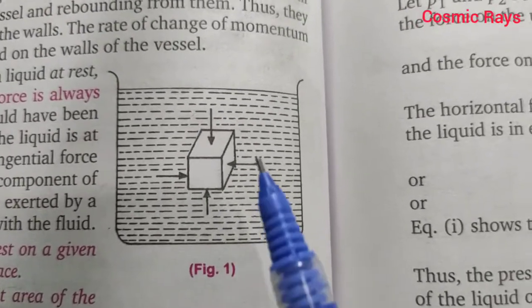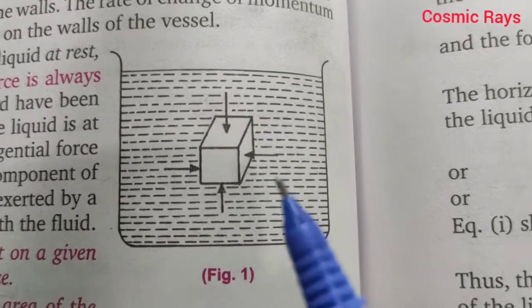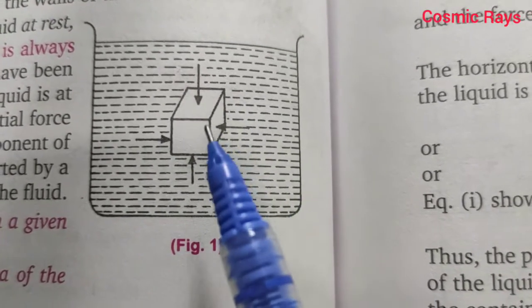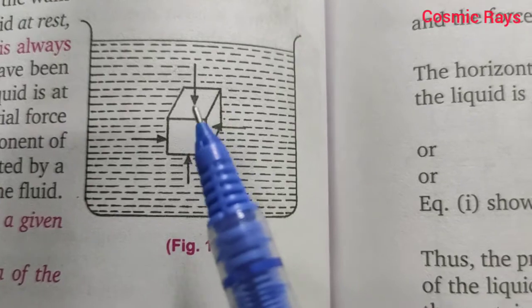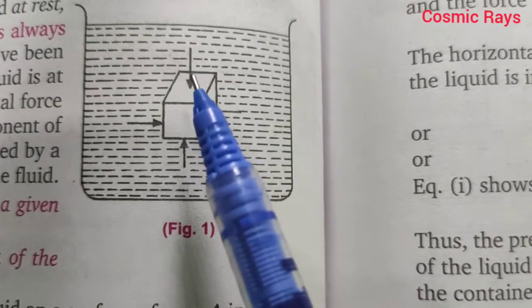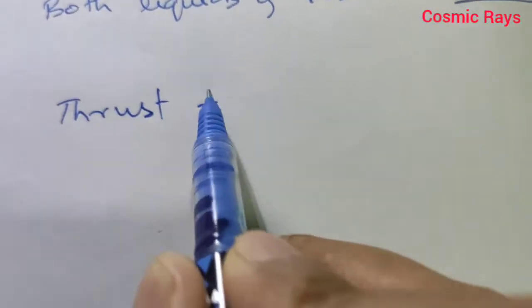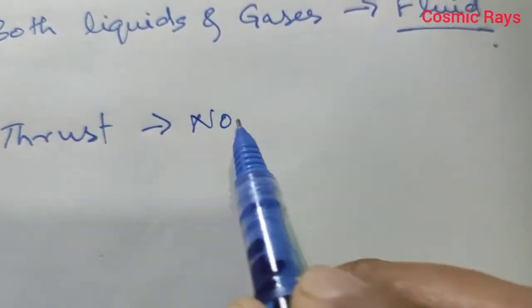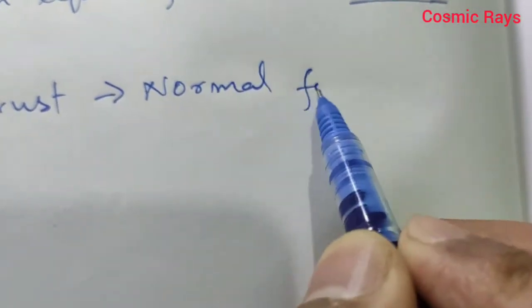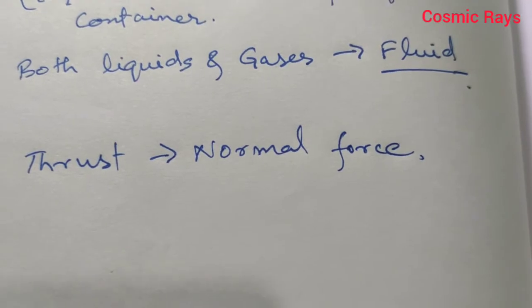So when the fluid is at rest and the force exerted by the fluid is normal to the surface, that is known as thrust. Thrust is nothing but normal force, or the force applied normal to the surface.